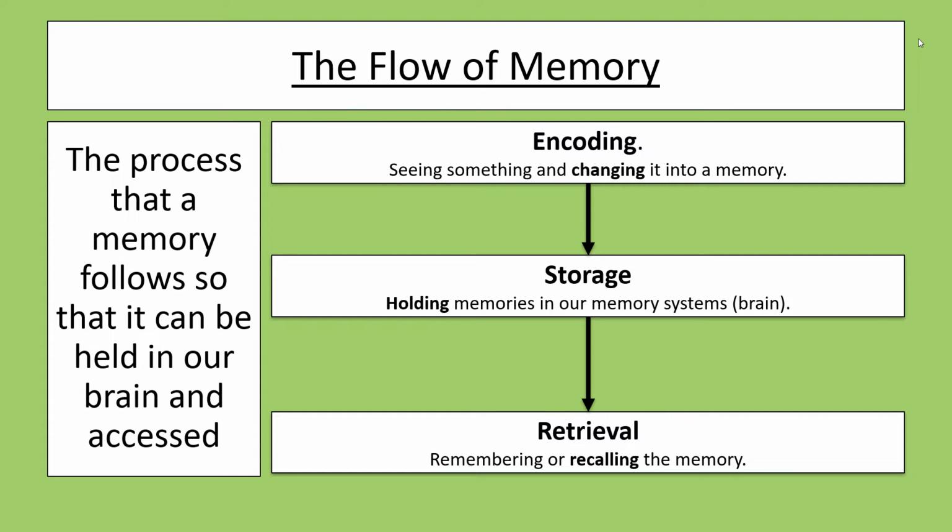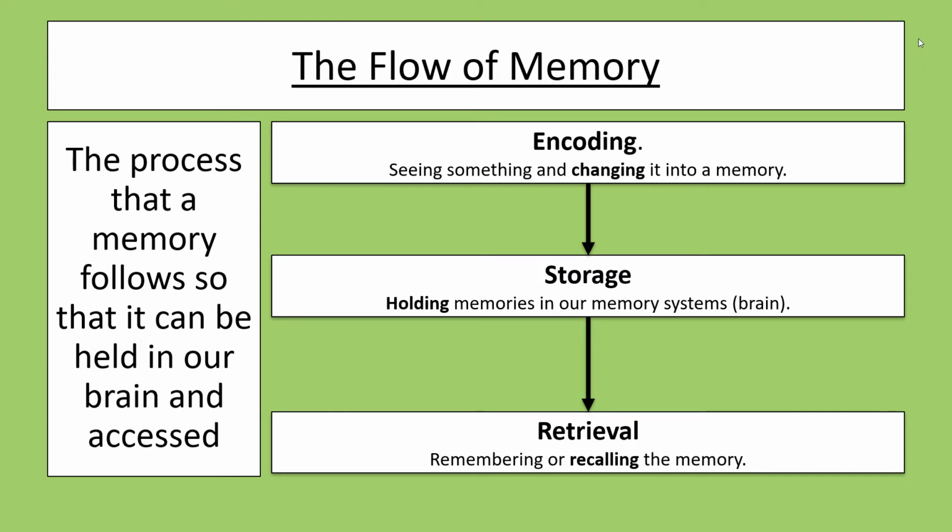Once we've encoded the memory and changed it so it can actually be stored, it takes us down to the storage part of the flow of memory. So storage is literally putting something in a storage system, and that storage system is our brain. So the buzzword for storage is holding. Okay, we say it's holding memories in our memory system.